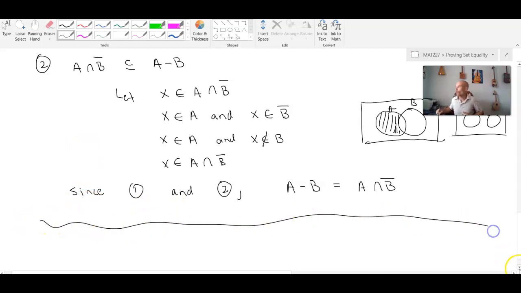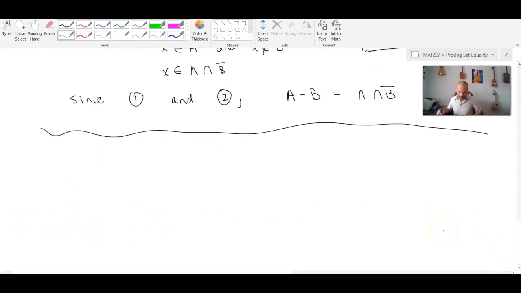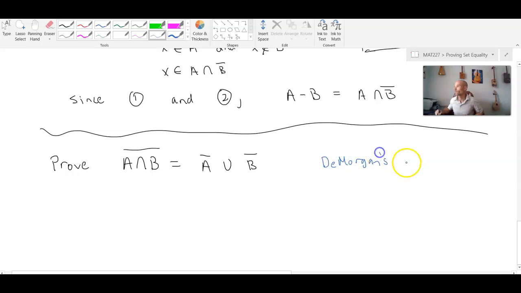Let's go ahead and take a look at one more. So let's say that we want to prove that the complement of A intersect B is equal to A complement union B complement. This is also known as De Morgan's law, or one of De Morgan's laws.